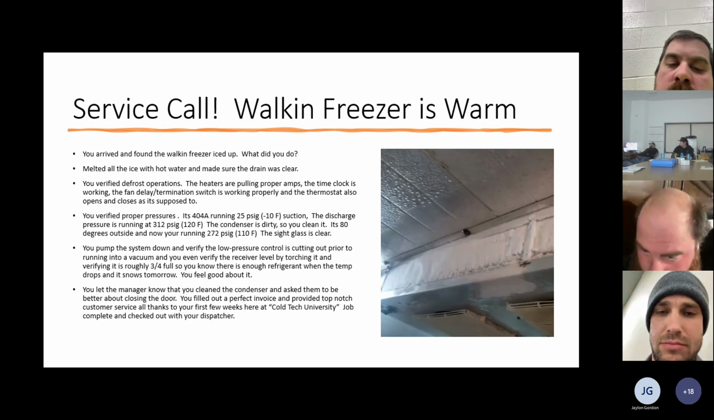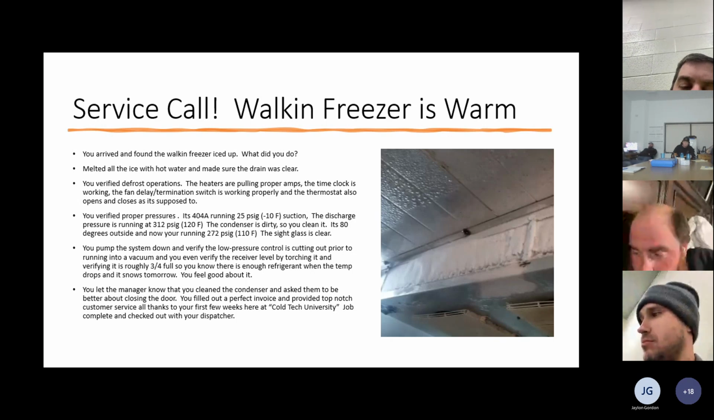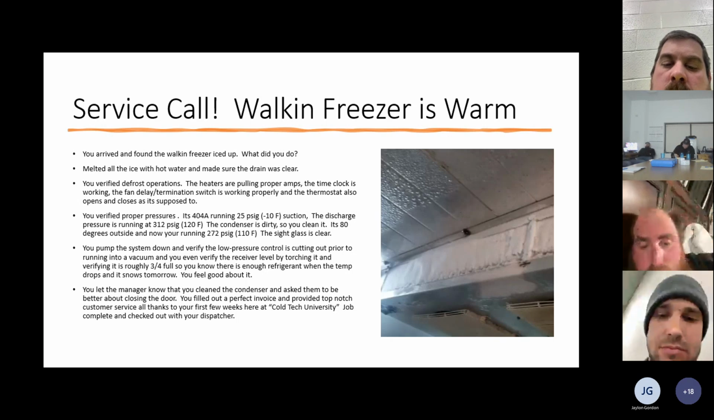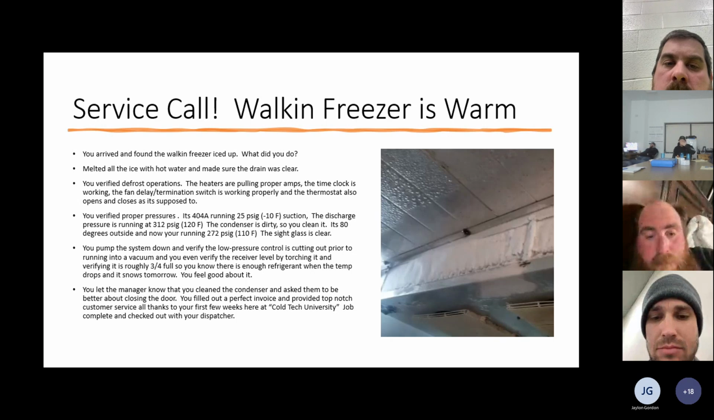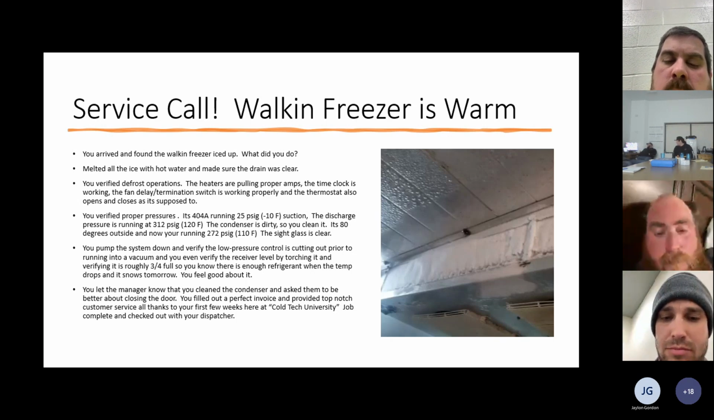What about the guys on Teams? I mentioned when we were talking about this that when you check your receiver, obviously it's hot outside, right? It's 80 degrees. We checked and said it's 3/4 full. I also said that when the temperature drops and it snows tomorrow, we know there's enough refrigerant. So what happens when the temperature is cold outside? Are you going to have more or less refrigerant in your receiver? Less. You're using more of it.